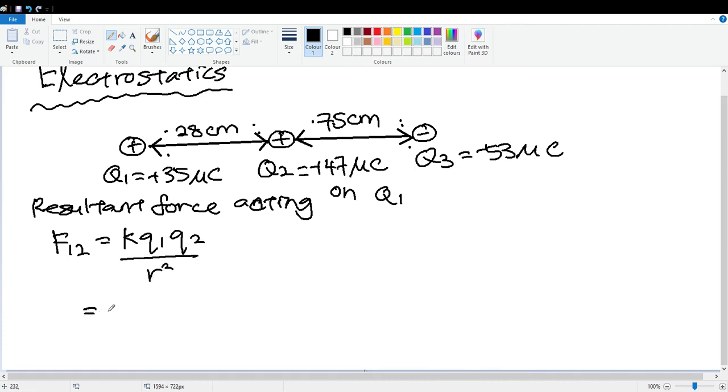So my K is 9.0 times 10 to the power of 9. Q1 is 35 micro, so times 10 to the power of negative 6. Then Q2.